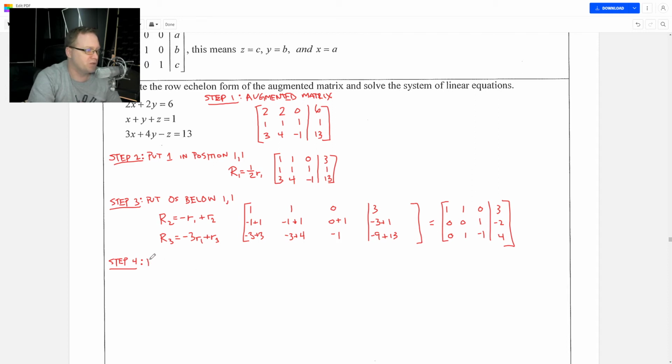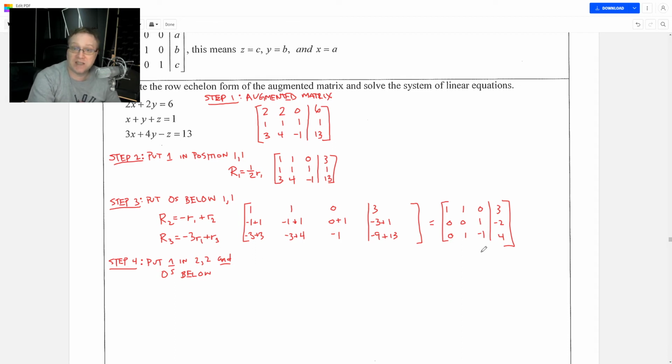So we want to put a 1 in position 2, 2. That's the second row, second column right here. We want a 1 right here, and zeros below. Now, this could take a couple of steps to do step 4, because sometimes it will take a few different row operations to do this.